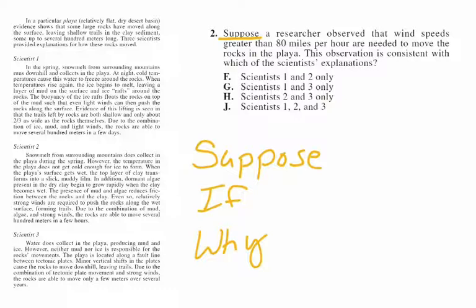Question number 2 is a suppose question. Anytime you see suppose if Y in a question, that's your key that you're going to have to think a bit, add some of your own reasoning to the question. So suppose a researcher observed that wind speeds greater than 80 miles per hour are needed to move the rocks. The observation is consistent with which of the scientists? So scientist 1 says only light winds are needed. So the suppose part is that the light winds are not greater than 80 miles per hour, so it cannot be scientist 1. So H is the only one that does not have scientist 1 in it. So H will be our correct answer.